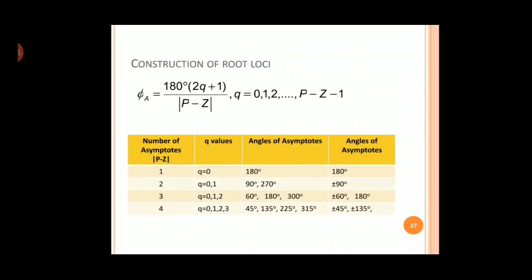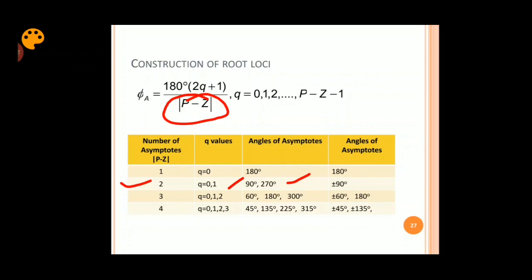So this table gives: when the number of asymptotes is 1, then the value of q to be substituted is 0, and in place of p minus z you substitute 1, and I get an angle of 180 degrees. When you look at the second row, when there are 2 asymptotes, p minus z is 2, substitute the value of q as 0 and 1. So I get the values of angles of asymptotes as 90 and 270 degrees.